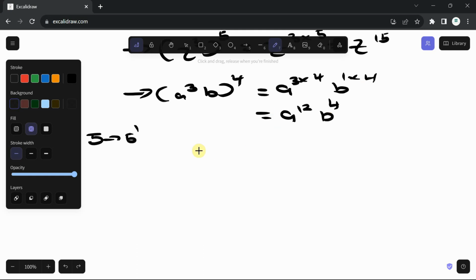b^4. You can also expand it and say a^3 b times a^3 b times a^3 b times a^3 b. You see that you still end up with this. So this is a^12 b^4.